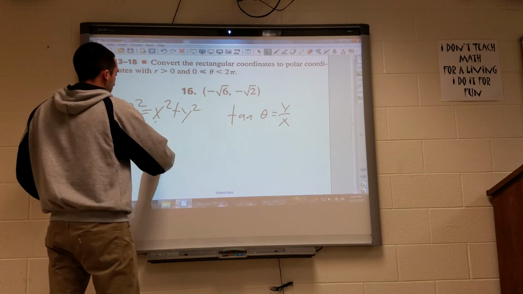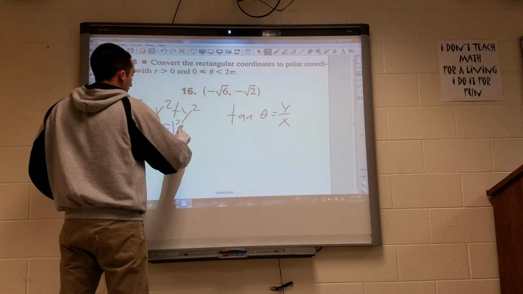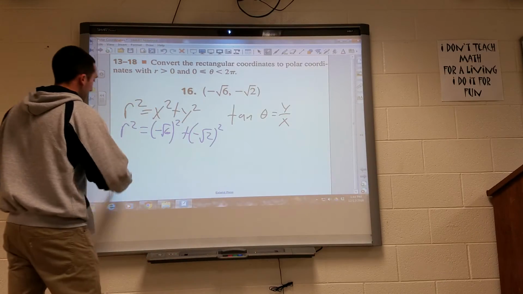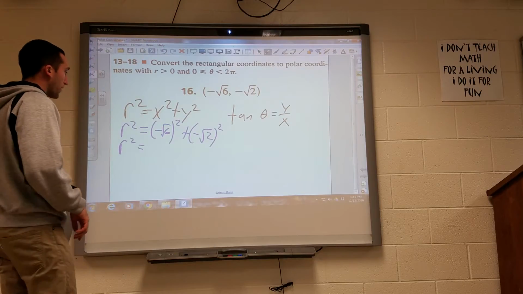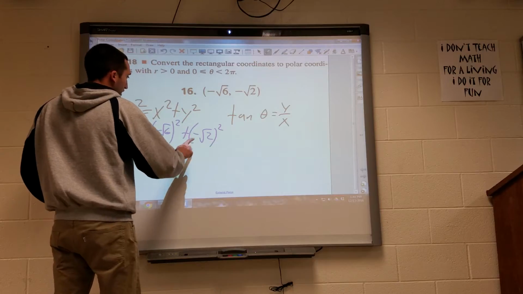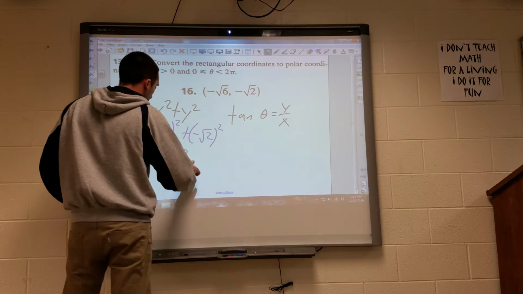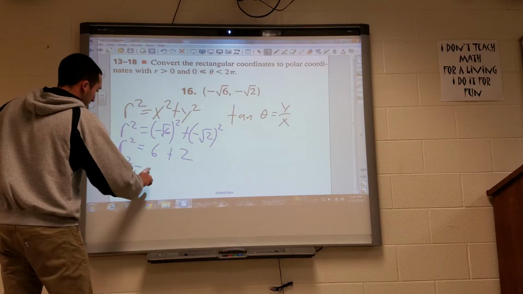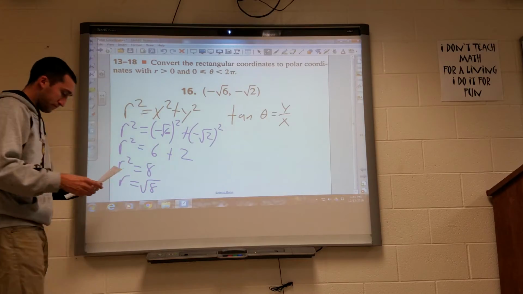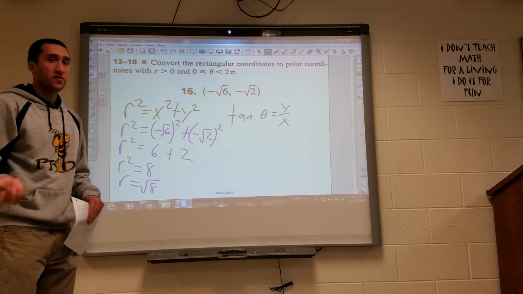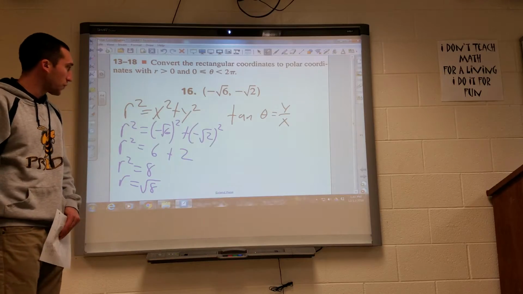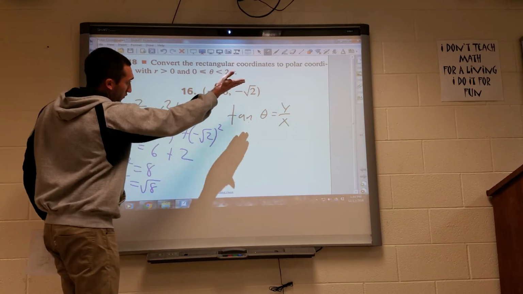We do know x is negative radical 6, and we have to square that, and y is negative radical 2, and we have to square that. So moving forward, negative radical 6 squared is 6, negative radical 2 squared is 2. So we get r squared equals 8, meaning r equals square root 8. So that's the radius. Square root 8 is a little bit bigger than 2, so maybe 2.5 is my radius, something like that.